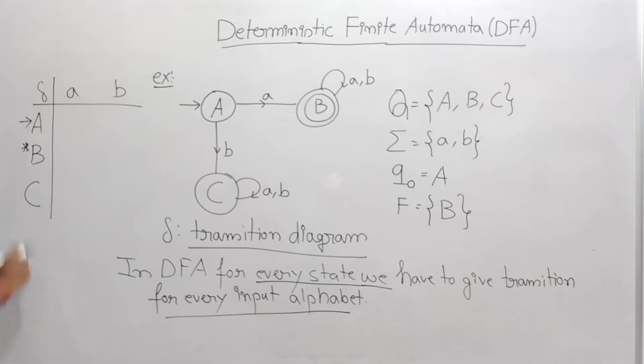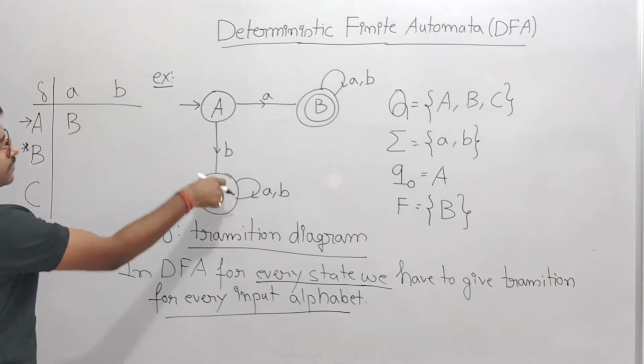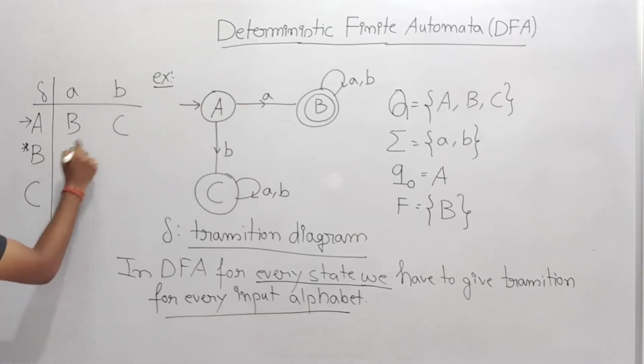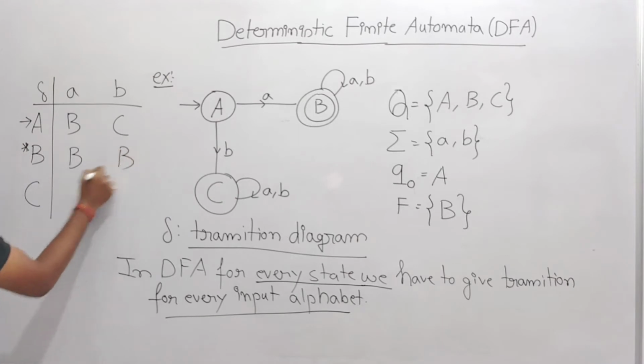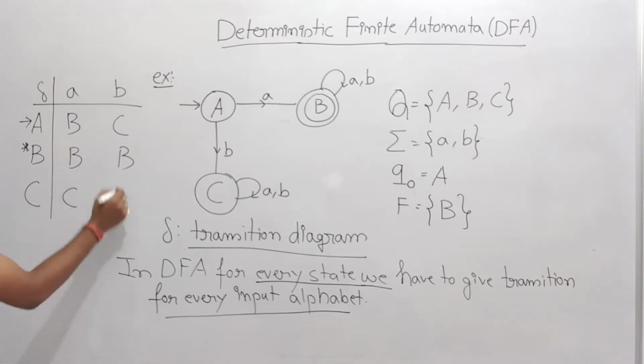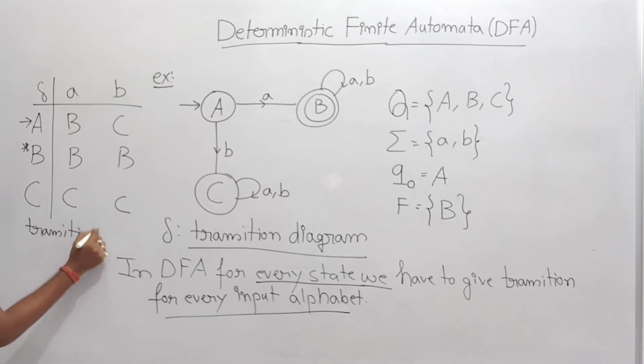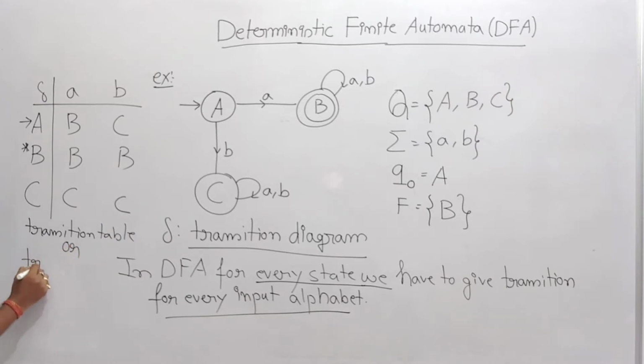So A on getting A, where is it going? B. A on getting B, where is it going? C. B on getting A, where is it going? B. B on getting B, where is it going? B. C on getting A, going C, B. So this is a transition table, or it is even called the transition function.